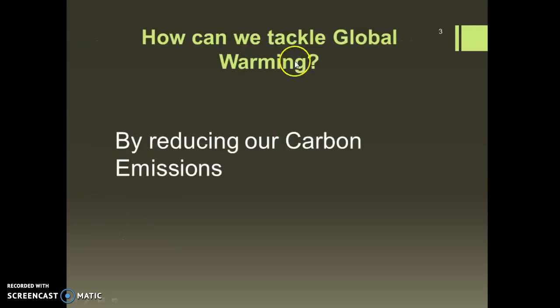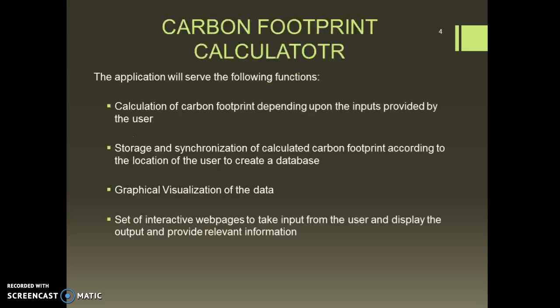So the question comes, how can we tackle global warming? And the answer is surprisingly very simple. It can be tackled by reducing our carbon emissions. But to reduce our carbon emissions, it is important for users to know their carbon emissions. And that's where the carbon footprint calculator comes into play. The carbon footprint calculator helps the user to know their carbon footprint and take decisions accordingly.